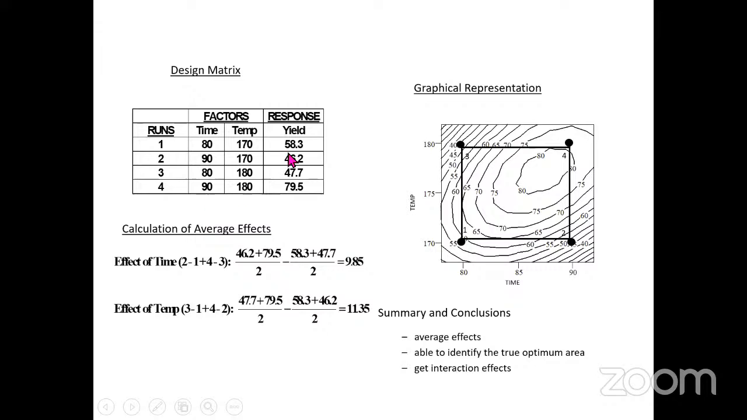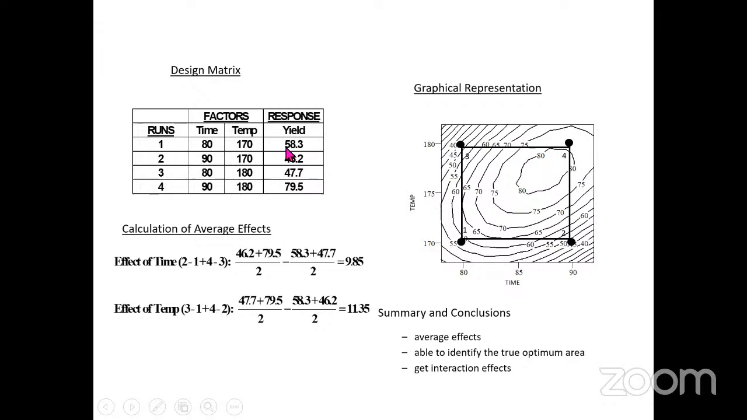So what is the effect of time on the response? We will add these 2 runs, 46.2 plus 79.5 divided by 2, minus 58.3 plus 47.7 divided by 2. So the effect of time is an increase of 9.85. Got it? So the effect of time means this plus this divided by 2, minus this plus this divided by 2. That's what they have done.